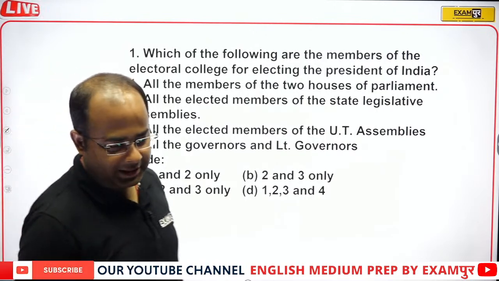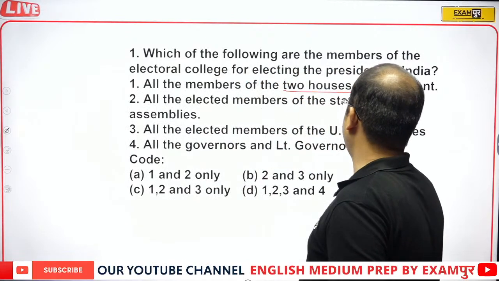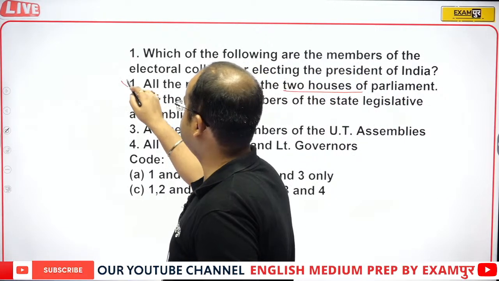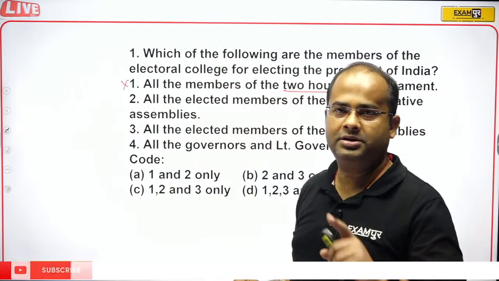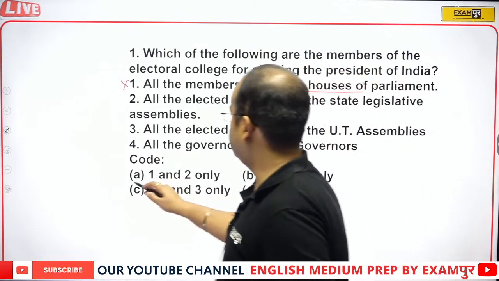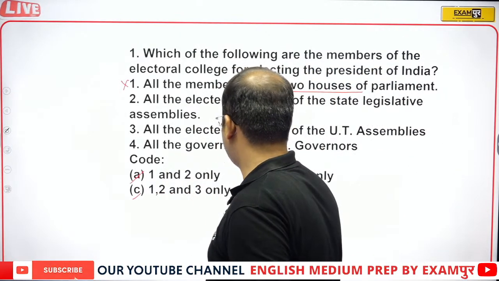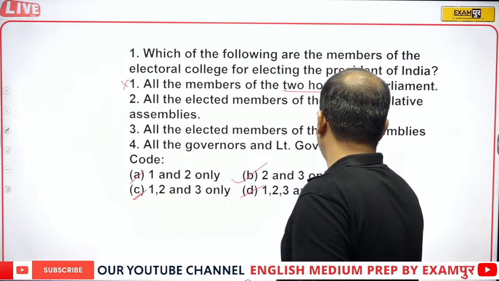Okay guys, let's see the correct answer. First of all, all the members of the two houses of parliament is wrong. The reason is that only elected members of the two houses of parliament participate; nominated members do not. So this option gone wrong. Therefore, in one shot we can say 2 and 3.